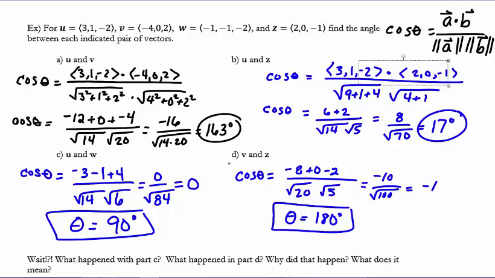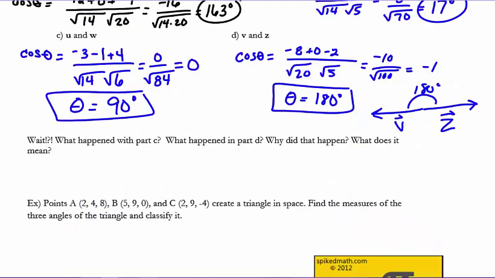And then when we did D, you ended up with cos theta equals negative 1. The inverse cos of negative 1 is 180. And if you look at V and Z, you will notice that they are parallel, but pointing in opposite directions. So V looks something like this, and Z looks something like that. So the angle between them will be a nice 180. Okay. What does it mean? We just talked about that.